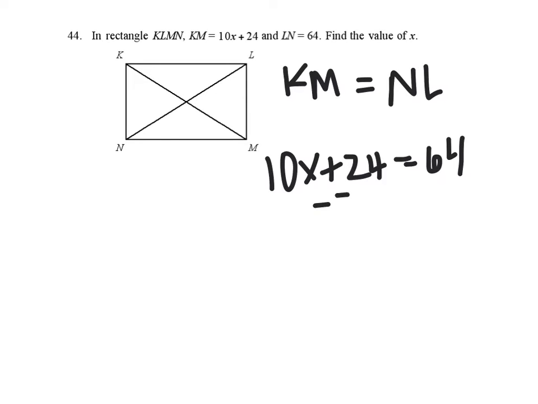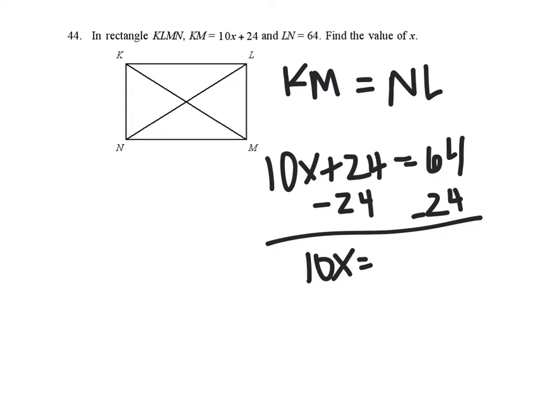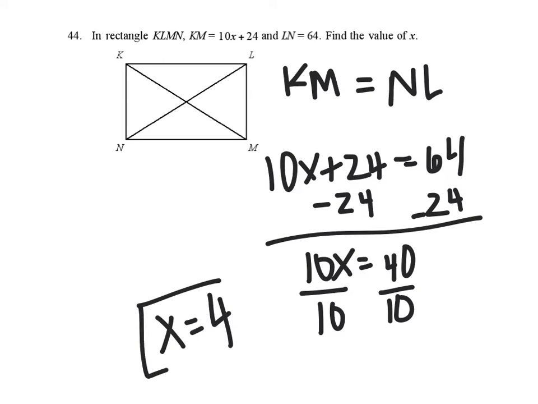We are going to go ahead and subtract our 24 from both sides. And we get 10x equals 40. We'll divide by 10, and x equals 4. So your diagonals are equal to each other. Just set them equal and solve for x.